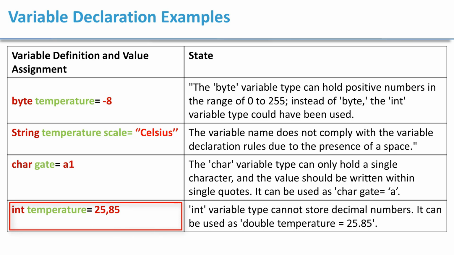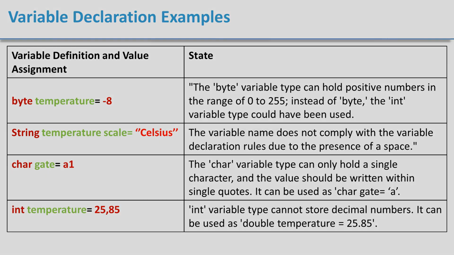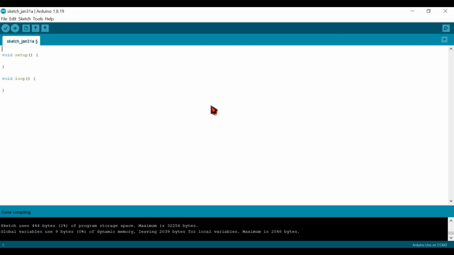In our last example, we observe a temperature variable of type integer. We could have used the double variable type instead, as the integer variable type cannot store decimal values. Let's proceed with our lesson by practicing in the Arduino IDE program.